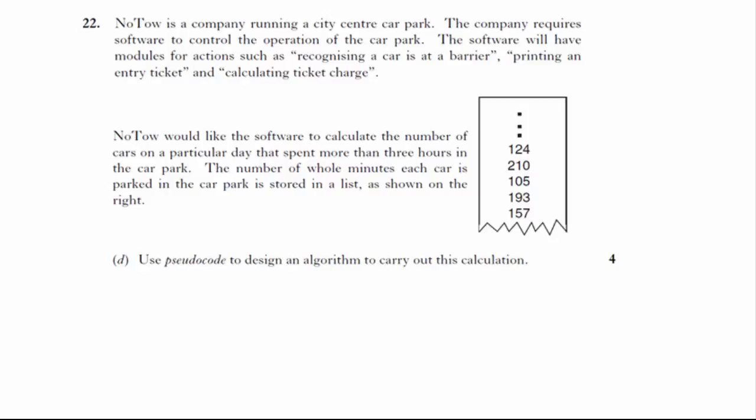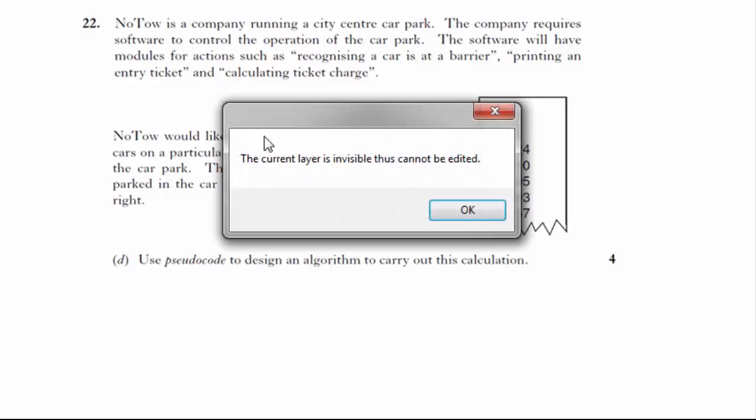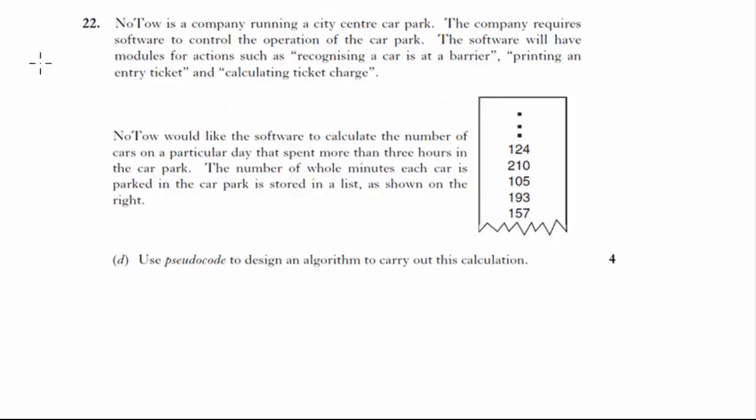Hey, so this was from 2009. It's another standard algorithm where they're basically saying it's a car park and they want to count all the cars that have been there longer than 3 hours. Remember, always read all this spiel at the top. So 3 hours, remember, 60 minutes in an hour times 3, so that's going to be greater than 180.